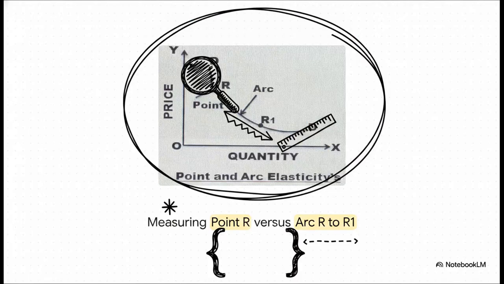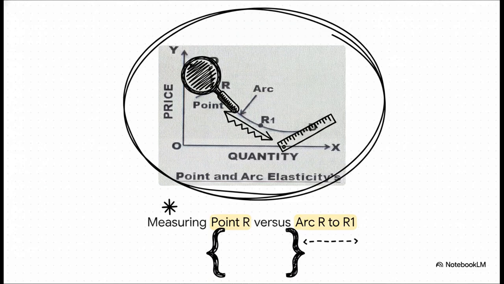Let's break this into two distinct segments to see how it works. First, imagine a linear straight line demand curve AB, touching the y-axis at A and the x-axis at B, with point D sitting right in the middle as our midpoint. If we calculate elasticity at 5 separate points on this single line, here's what we get.